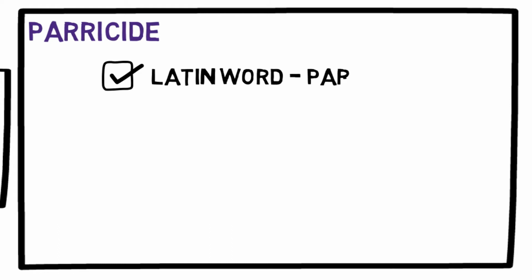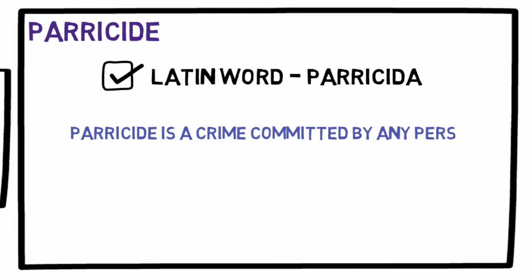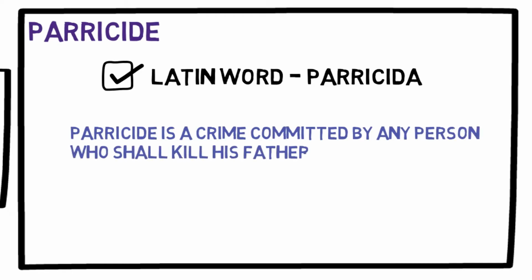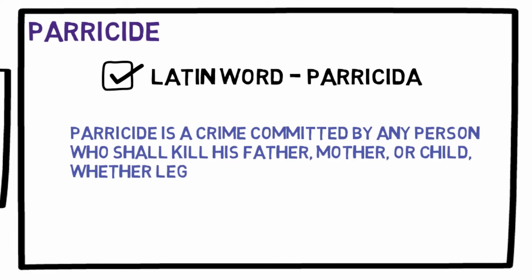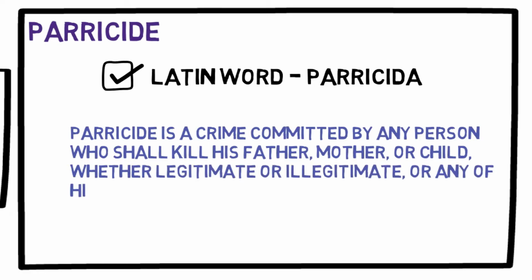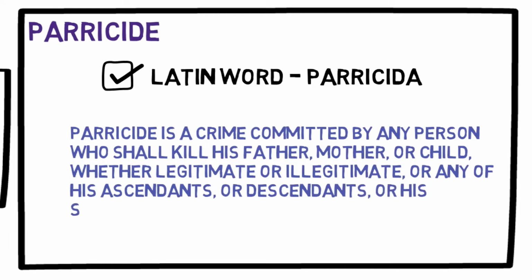In this video, I will be discussing the crime of parricide. The word parricide came from the Latin word parricida, which means killer of parents or another close relative. In the Philippines, parricide is a crime committed by any person who shall kill his father, mother, or child, whether legitimate or illegitimate, or any of his ascendants or descendants, or his spouse.